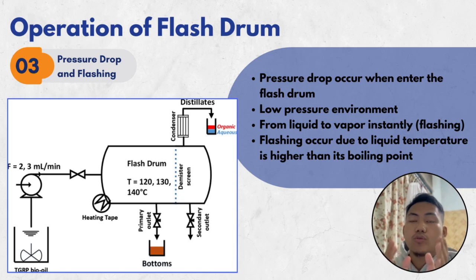Next, we go to step 3, which is pressure drop and flashing. Pressure drop occurs when the mixture is exposed to a low pressure environment or a sudden contraction condition. So the pressure will drop from higher pressure to lower pressure. Flashing is the change from liquid phase to vapor phase instantly. This occurs because the liquid temperature is higher than its boiling point.